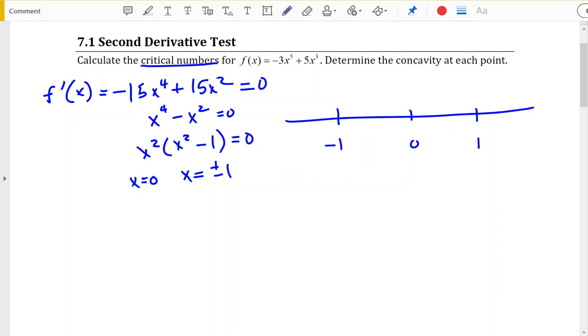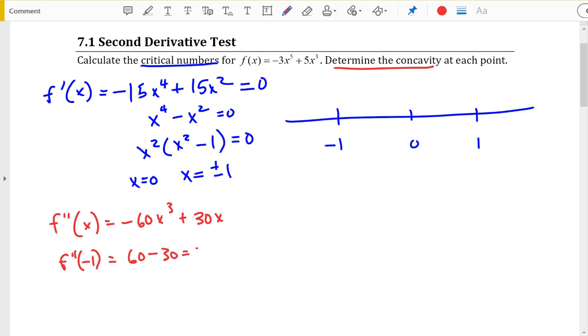Now the second part of the question asks us to determine the concavity at each point. Well, that's based on the second derivative. Let's calculate that. The second derivative of our function is negative 60x cubed plus 30x. And so determining concavity at negative 1, we'll plug negative 1 into our second derivative, and we'll get 60 minus 30, which is equal to 30.